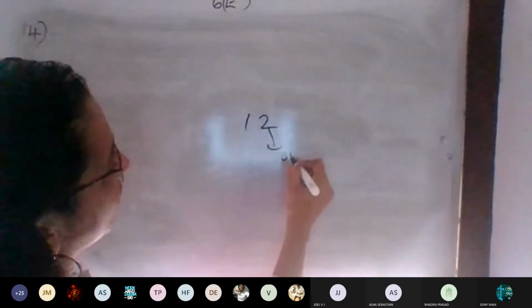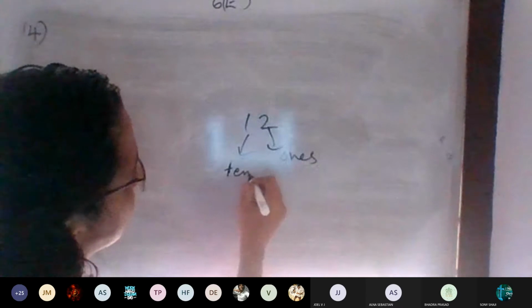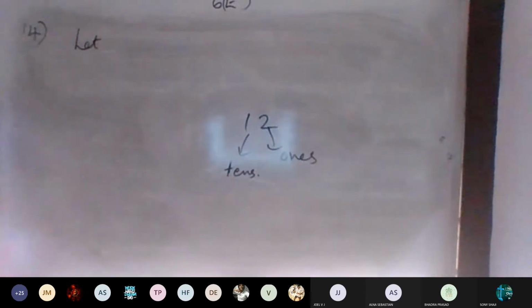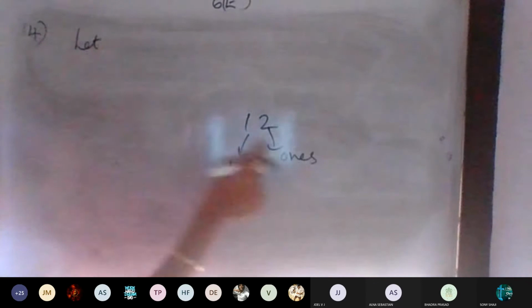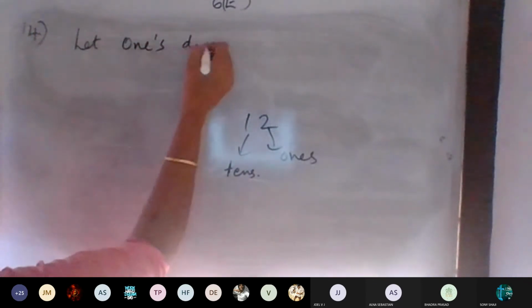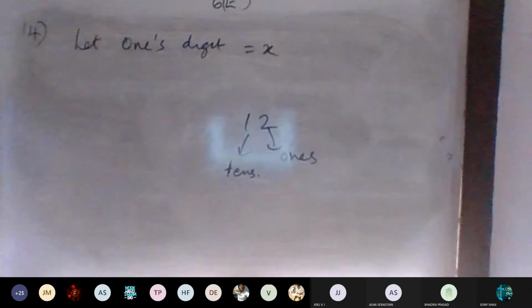So let the first digit, that means the unit digit. Units, tens, that is the ones place. 12 means 2 is in the ones place and 1 is in the tens place. So let the ones digit or units digit be equal to x.